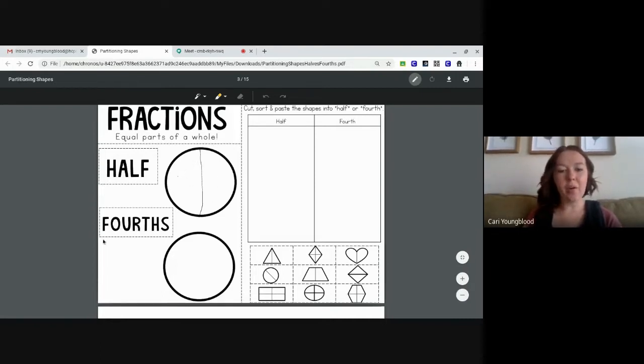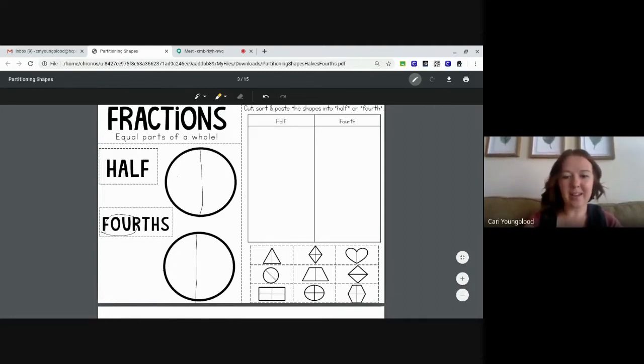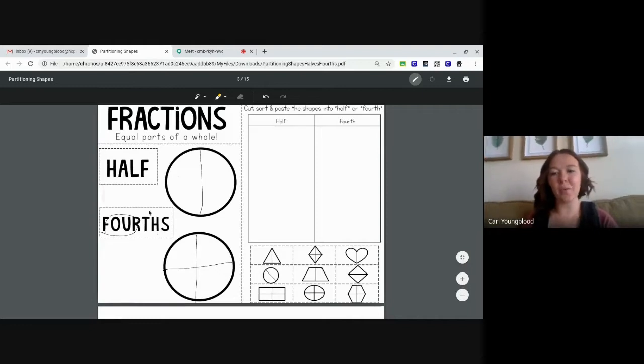All right, now fourths. This word has a clue in it. It has the word four inside it. So I know I need to divide this circle into four equal pieces. So I'm just going to do a line down and a line across. And I have 1, 2, 3, 4 equal pieces. I've divided it into fourths.